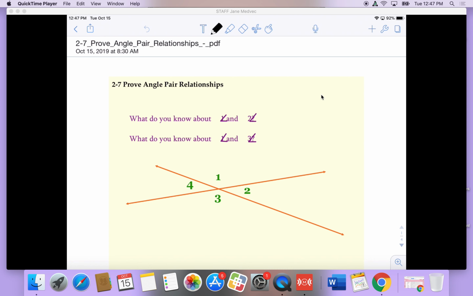So we're going to look at chapter 2, section 7, which is the last section of this chapter. You will be having a test next week. Just FYI, the sections for the test will be 2.1, 2.2, 2.3, 2.5, 2.6, 2.7. There was no 2.4, so just a heads up on that. Today we're going to be looking primarily at angle-pair relationships, okay?